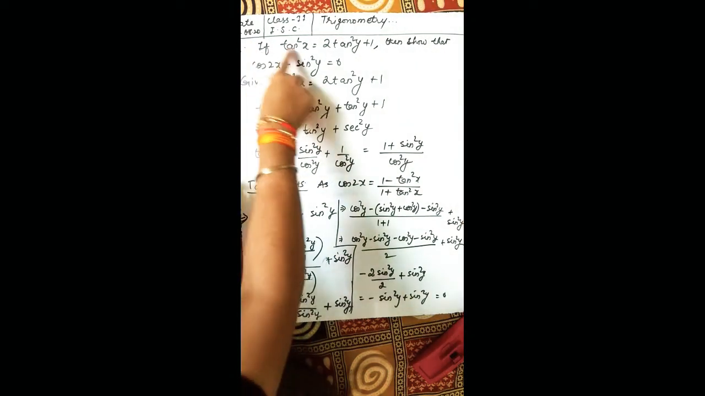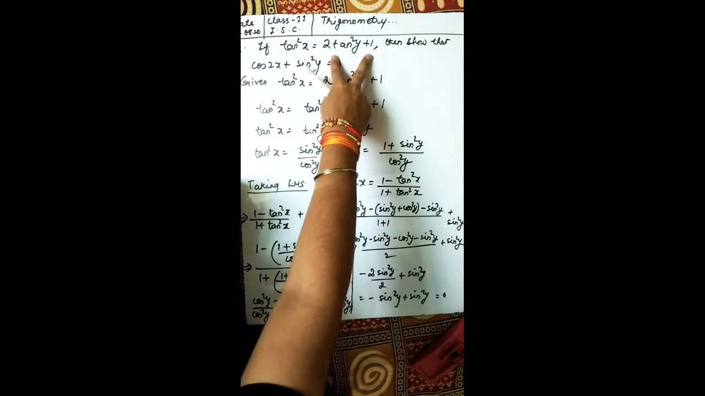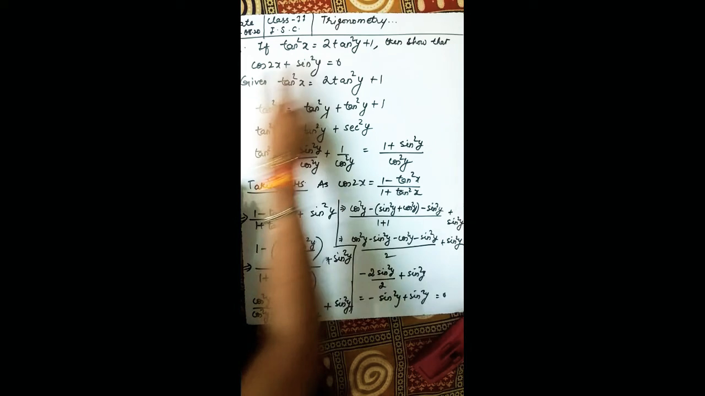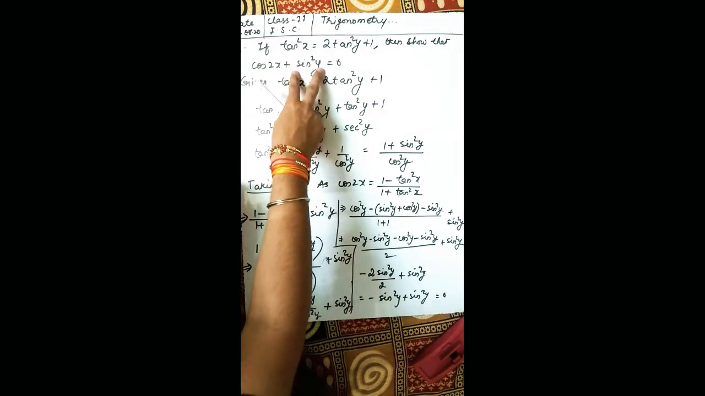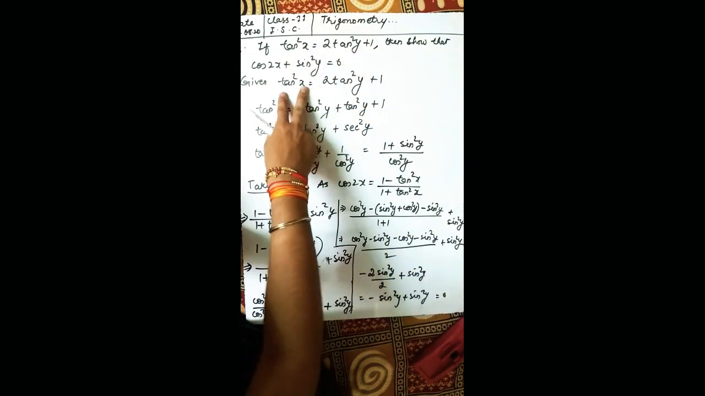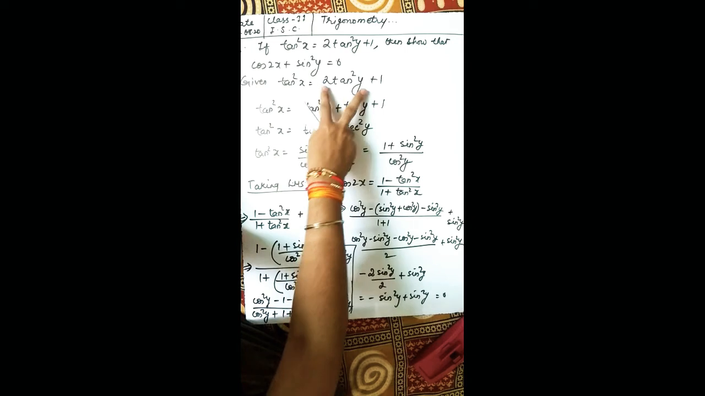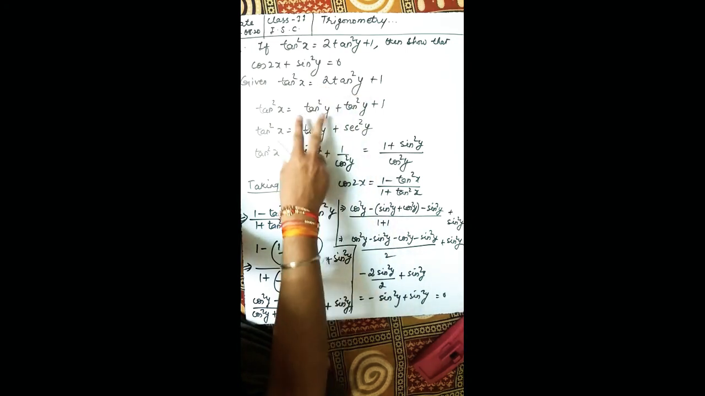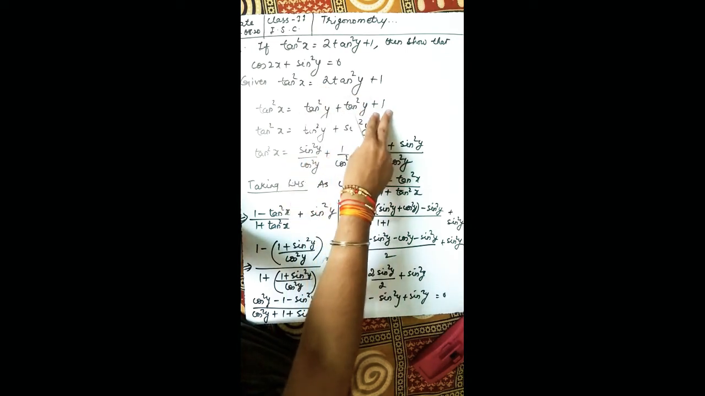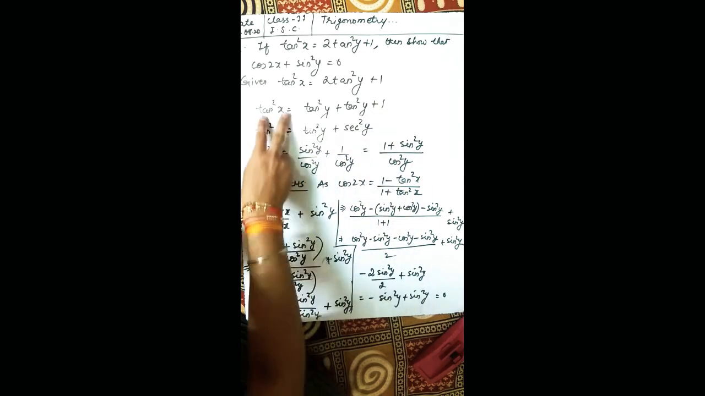Let us come to the next question. It says if tan square x is equal to 2 tan square y plus 1, then show that cos 2x plus sin square y is equal to 0. We have to show this. I'm taking this given part, tan square x is equal to 2 tan square y plus 1. Now I'm writing this 2 tan square y as tan square y plus tan square y, and plus 1, and this is as it is.